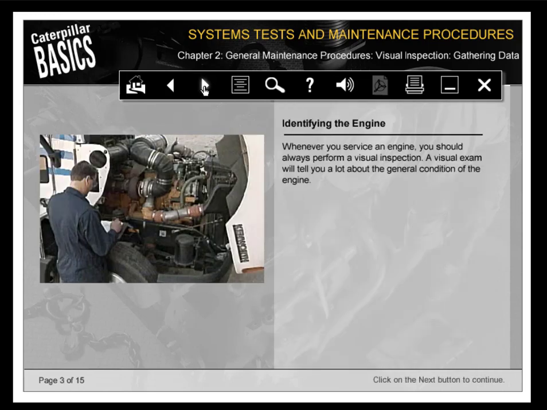Whenever you service an engine, you should always perform a visual inspection. A visual exam will tell you a lot about the general condition of the engine.